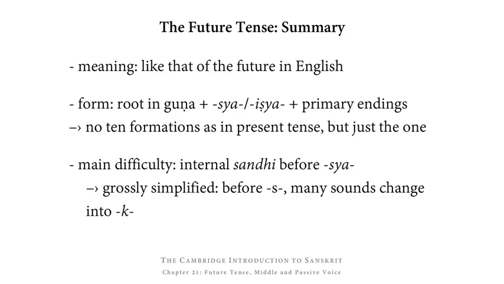And so that actually means that, unlike in the present tense, there are no 10 different formations, no 10 different verb classes, but there's just the one way of forming the future that is the same regardless of what present tense stem a verb forms. The main difficulty involved in the future tense is that you get a lot of internal sandhi before sya, but if you grossly simplify what you find, before s, many sounds change into k, and after that k, the s in sya changes into shya. If you remember that, you should do rather well and should not have too much trouble recognizing future forms.